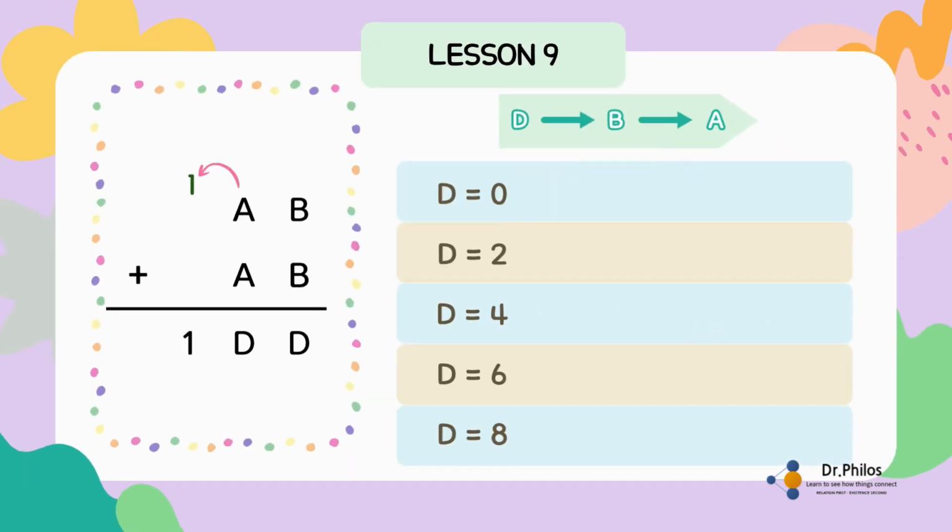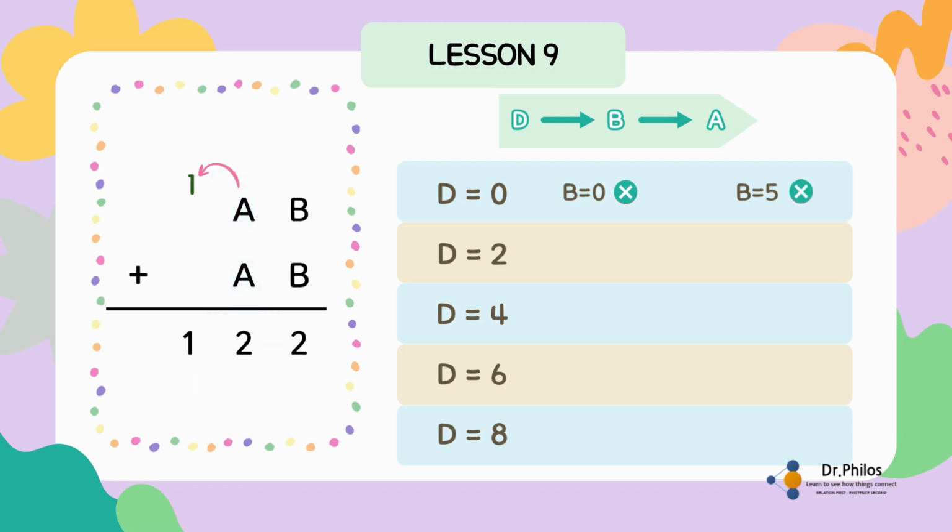If D is 0, B can be 0 or 5. If B is 0, it's the same as D, so that doesn't work. If B is 5, there is a carryover to the tens place. This makes the whole D an odd number, so that doesn't work.